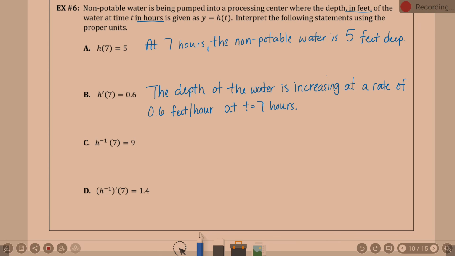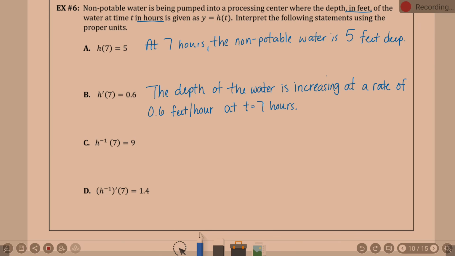H inverse of 7 equals 9. And then the depth of the water is 7 feet. It has been 9 hours or something. At 9 hours after. There's no derivative here. So it's just at 9 hours or after 9 hours. Yeah. Oh, I'm one ahead of you guys. Sorry. That one is more stressful. I get it. I was like, what are you guys doing? I know. I'm like, why are you so stressed about this one? But okay. Next one.